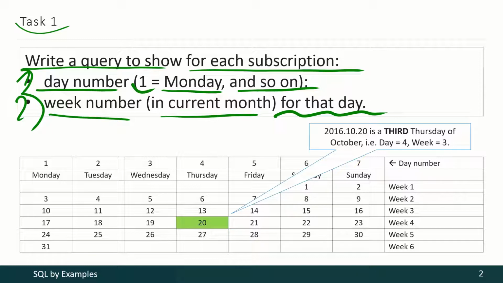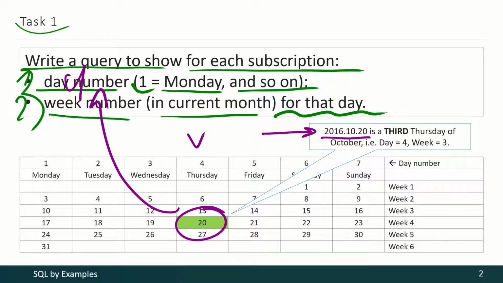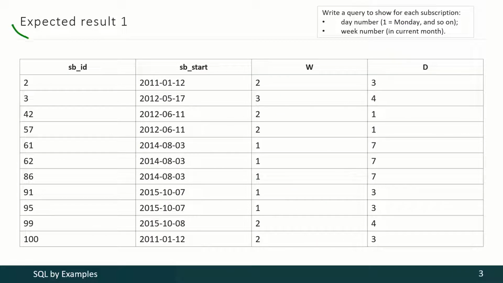Let's look at a little explanation for such a date. We see that it's Thursday, so obviously the day number is 4. But if we count the week number for that day, it will be 1, 2, 3. So that's the third Thursday of that month. The expected result for this task is the next. We take some date, either start or finish date, and we are calculating the week number and the day number.